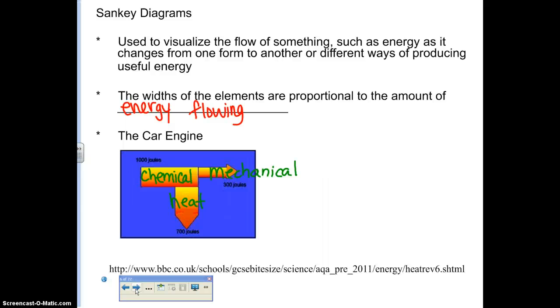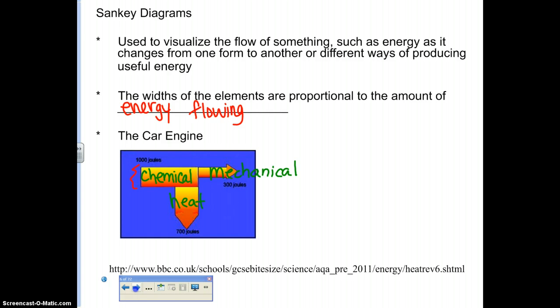They are used to visualize the flow of something, such as energy, as it changes from one form to another, or different ways of producing useful energy. So what you're looking at here is the width of the band, okay? As the width decreases, the amount of energy is decreasing. That's what it's trying to tell you. So obviously the thicker band, 1,000 joules, is going to be the basis of energy.